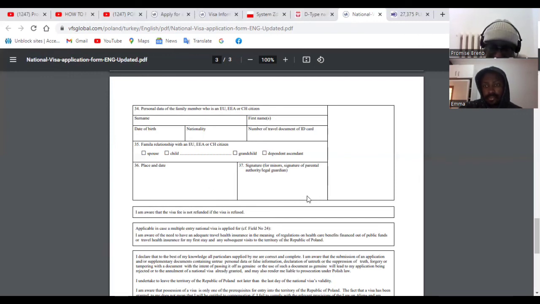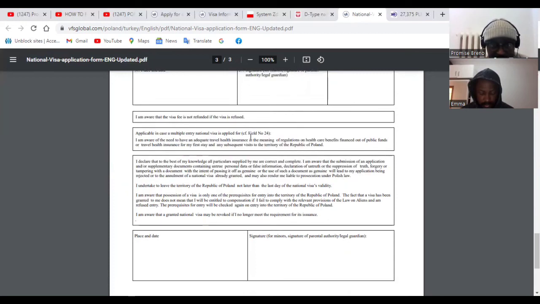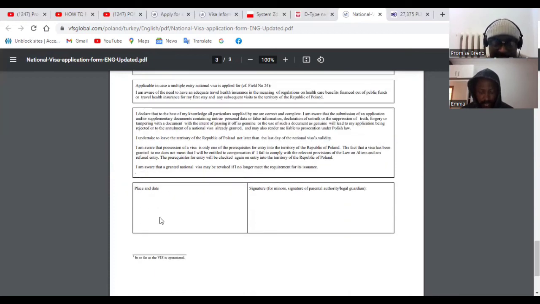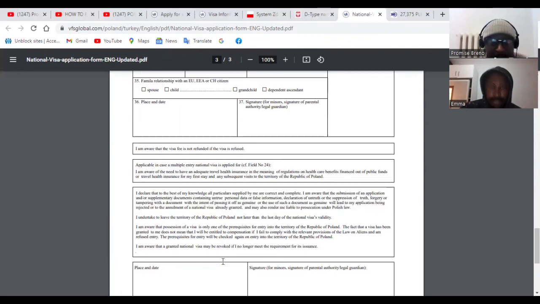You get it? Then you also need to read this statement that you are aware that your visa fee is not refundable in case of rejection, and read everything. Then you also have to agree to it here by doing the same thing. Enter the place, date and signature. In my opinion, this date and this one should be the same, just to make everything better.